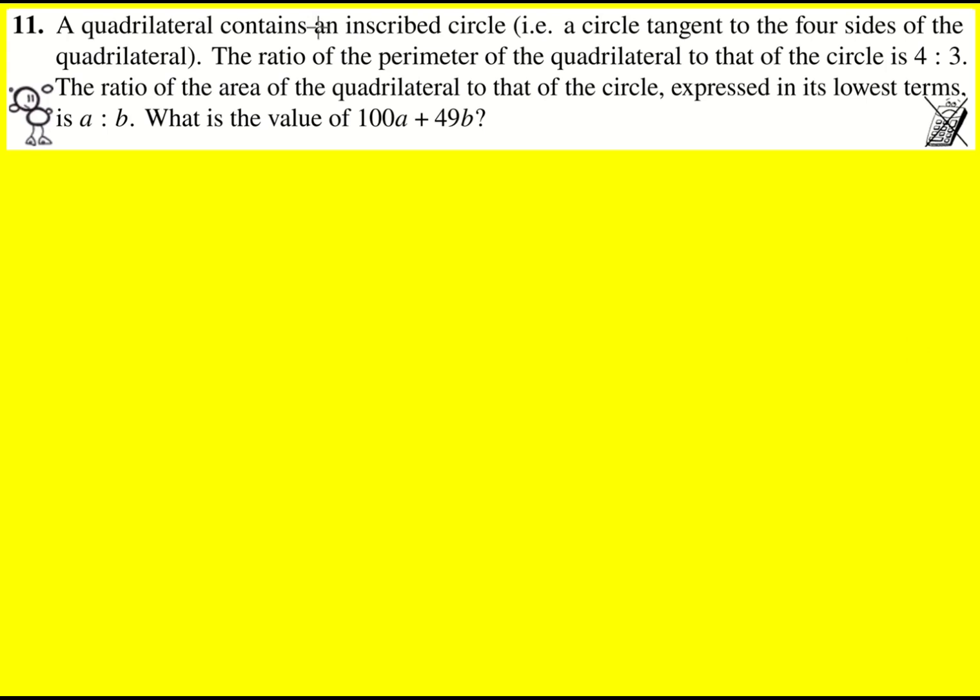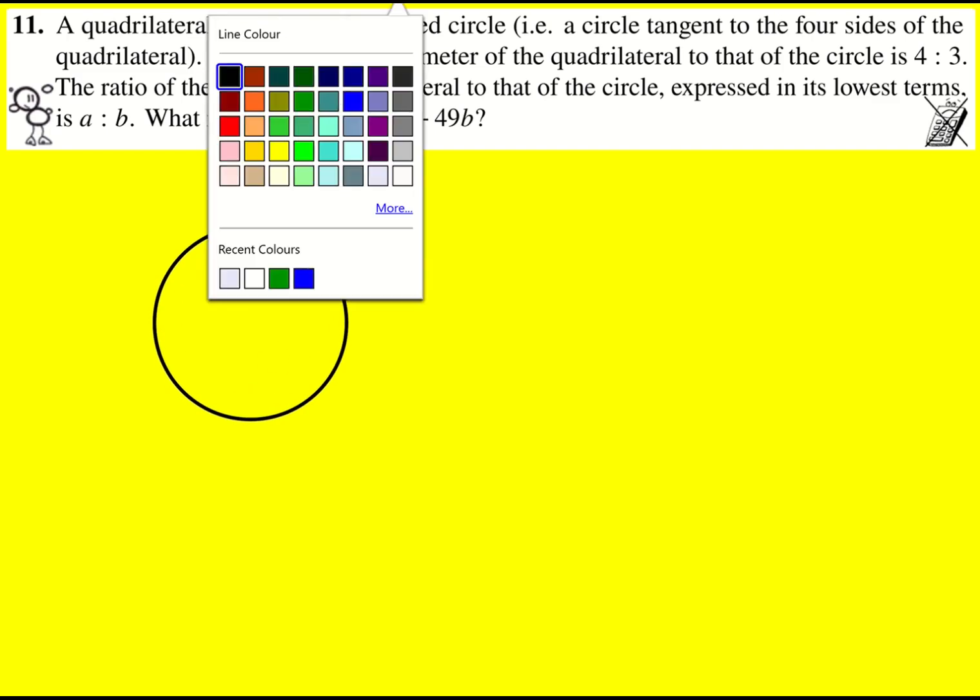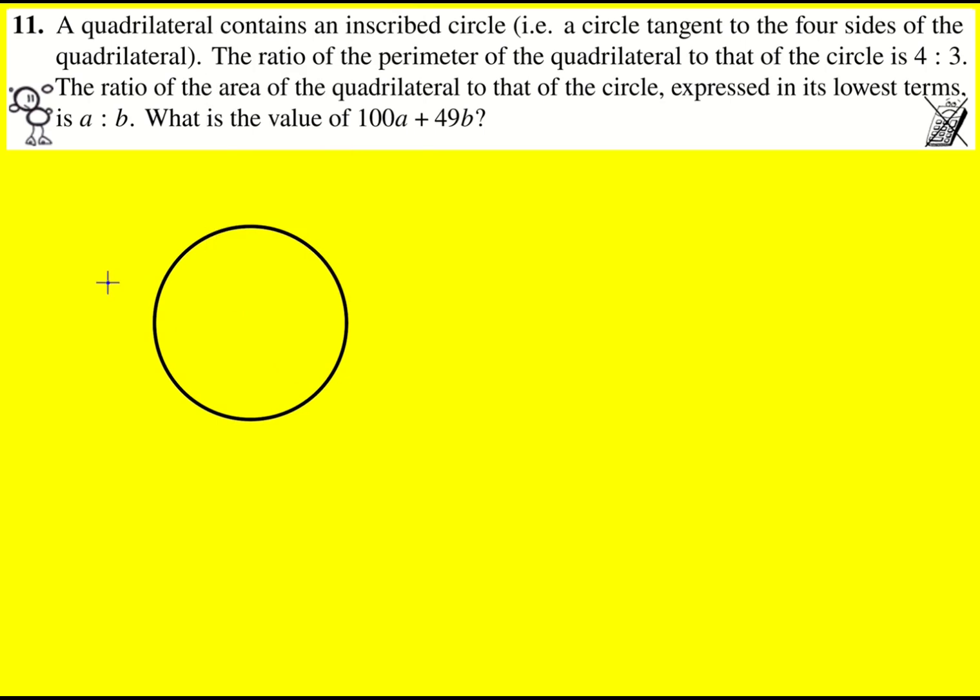We're given a quadrilateral that contains an inscribed circle. So I'm going to draw the inscribed circle to start with, and then the quadrilateral around the outside. So just get a little sketch of what's going on. Okay, the inscribed circle means that basically this is a tangent here.